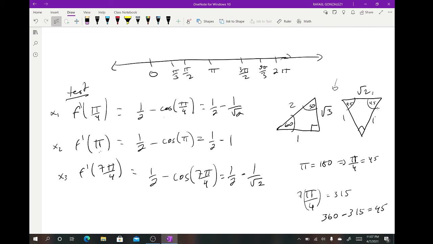In any case, we do have to simplify this. I don't care about the simplification, to be honest. I just care about the sign. So 1/2 minus 1 over square root of 2, what will that be equal to?